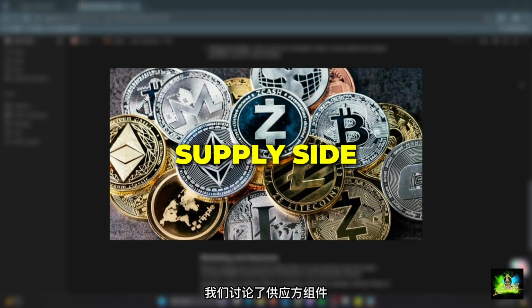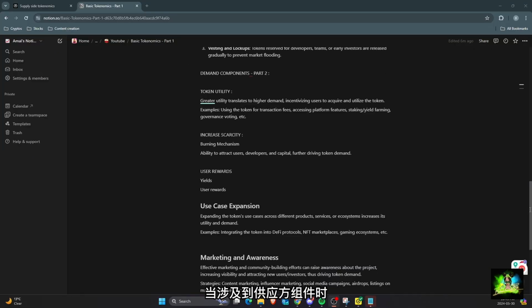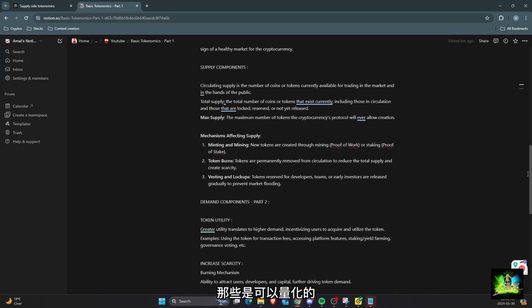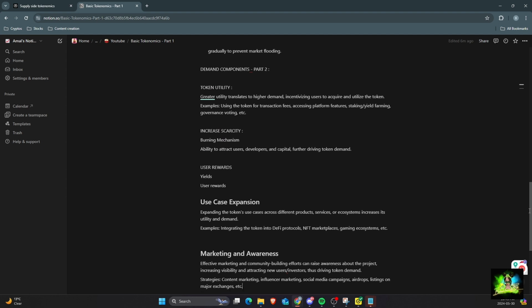In the last chapter, we talked about the supply side components. When it comes to the supply side components, those are quantifiable. You can just go to CoinGecko or CoinMarketCap and figure out what the market cap is, what the circulating supply is, etc. Right? Those are quantifiable numbers. But when it comes to demand, you need to understand what they are doing in order to make a properly informed decision before you make an investment in a crypto project, right?